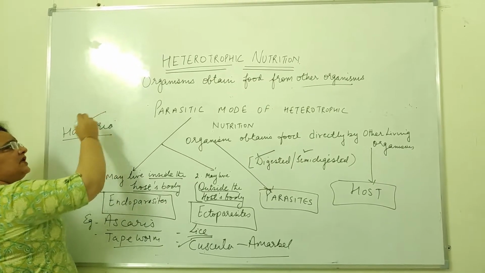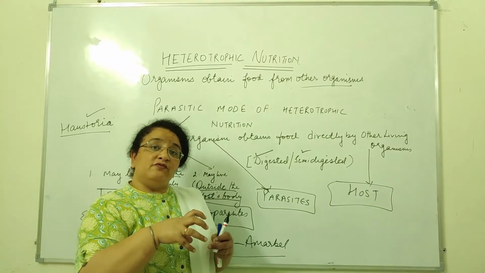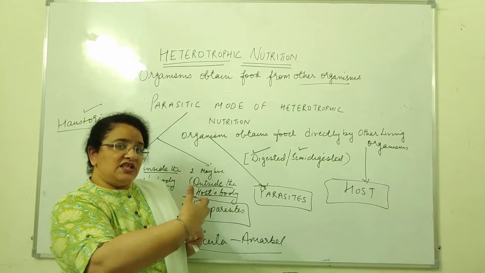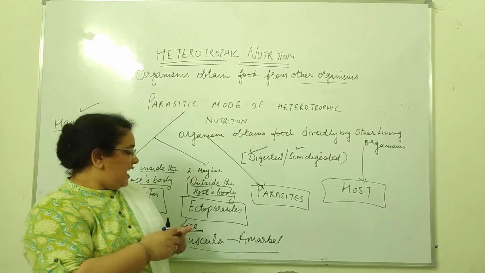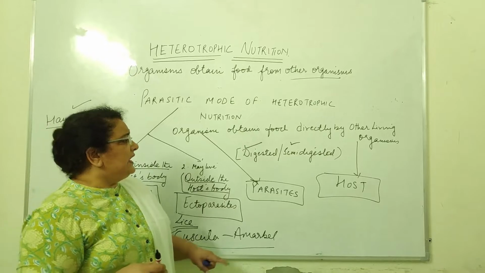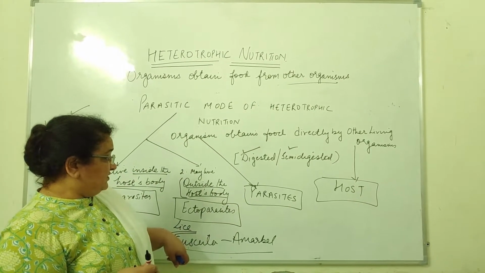These are the extra terms. Haustoria means the small finger-like structures. With the help of haustoria, they penetrate into the stems of other plants and draw nutrition from them. And that is why this is known as Amoeba. Right? And now next is Cuscuta, which is a plant parasite.